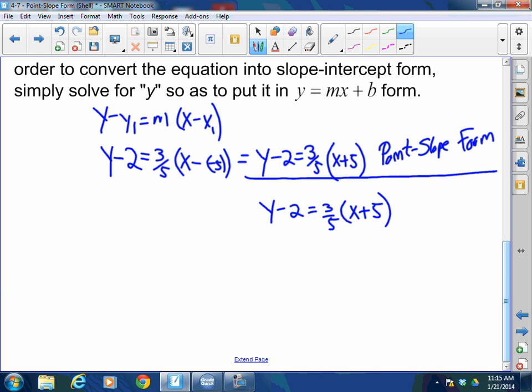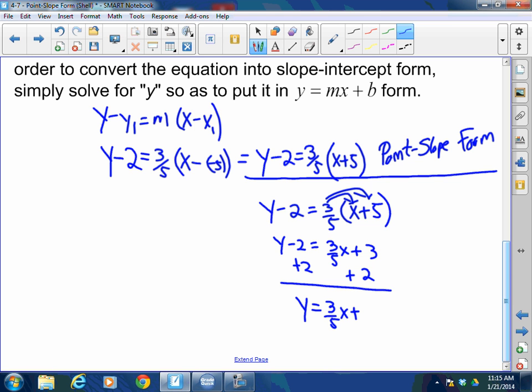For y. So y minus 2 equals 3/5 x. I got to distribute. Plus 3. Add the 2 to both sides. Y equals 3/5 x plus 5. That is slope intercept form. Do you guys see the difference?